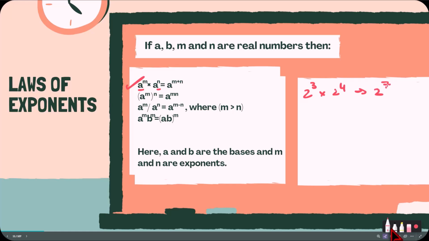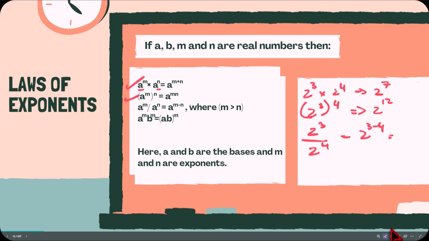Okay. What about a raised to m, the whole raised to n? What is that? 2 raised to 3, the whole raised to 4 is what? 2 raised to 4 3s are 12. It gets multiplied, right? Then we have a raised to m by a raised to n. That is 2 raised to 3 by 2 raised to 4. Now what happens? It'll become 2 raised to 3 minus 4. So be very careful. What is 3 minus 4? Minus 1. So 2 raised to minus 1. Now what is a raised to minus 1? A raised to minus 1 is 1 by a, right? So I can write it as 1 by 2 also.